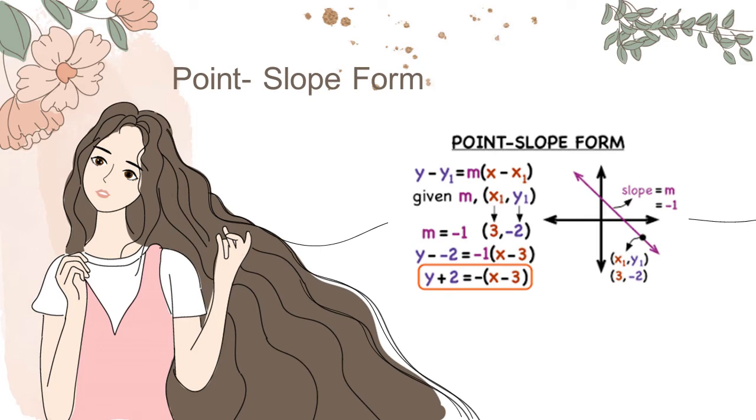Next, we have point-slope form. The equation of a straight line in the form y minus y sub 1 equals m times x minus x sub 1, where m is the slope of the line and x sub 1, y sub 1 are the coordinates of a given point on the line. So an example of a point-slope form graph is this one.